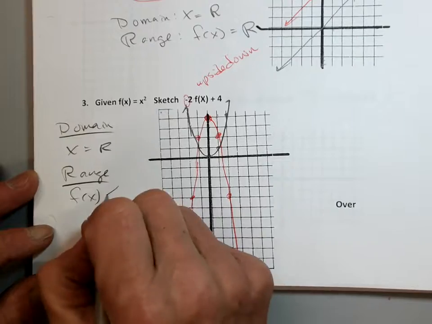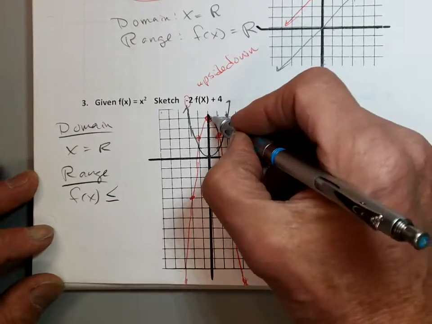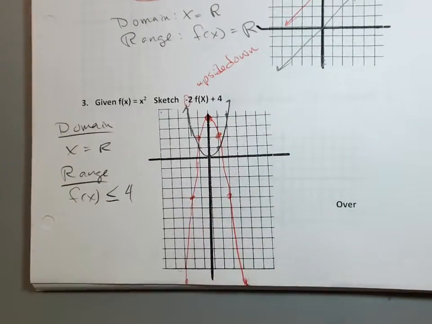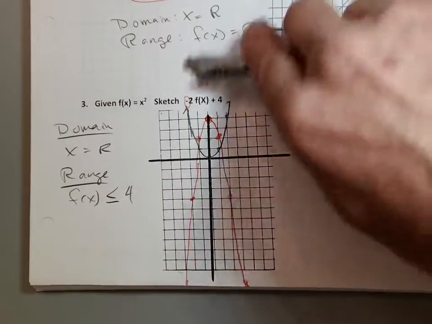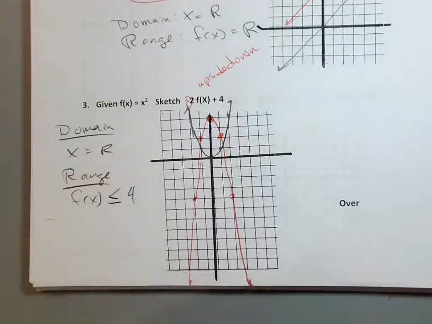Less than or equal to, what's the highest height? 4, there you go. How's that? It starts at a height of 4 and goes down. There's no points, there's no values above that, so it just starts at 4 and goes down. The graph does.